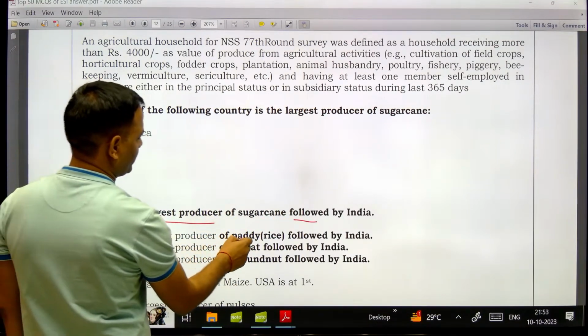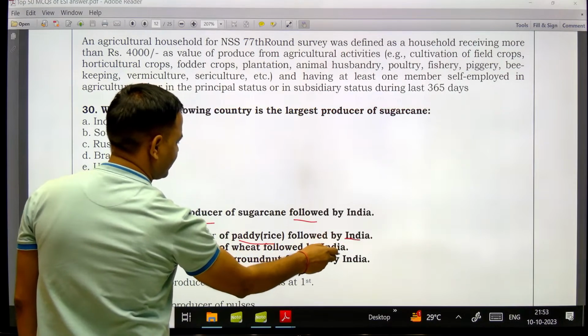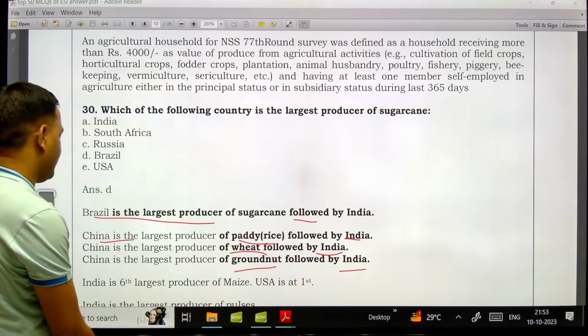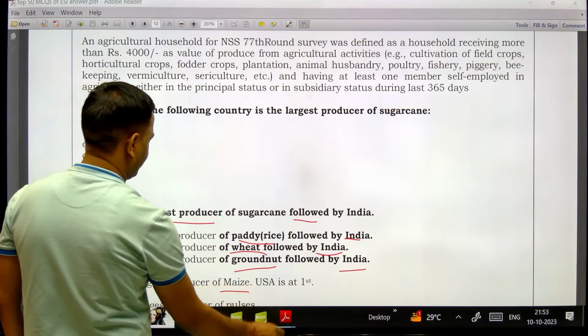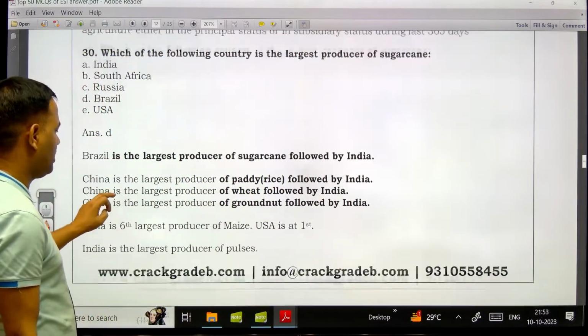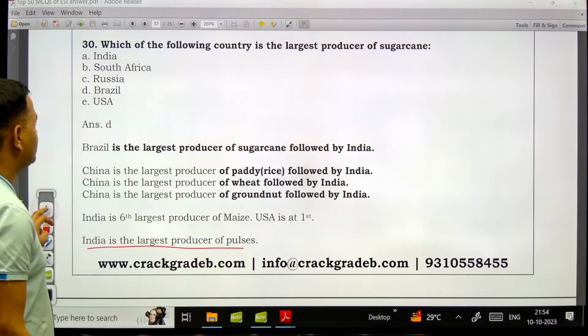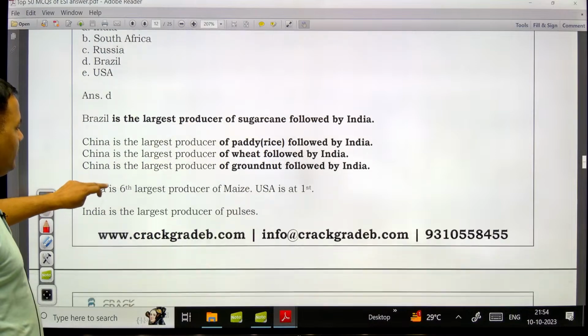China is the largest producer of paddy rice, followed by India. India is second in wheat production and groundnut production, and India is the sixth largest producer of maize, makkai, and India is the largest producer of pulses. So these are again important facts.